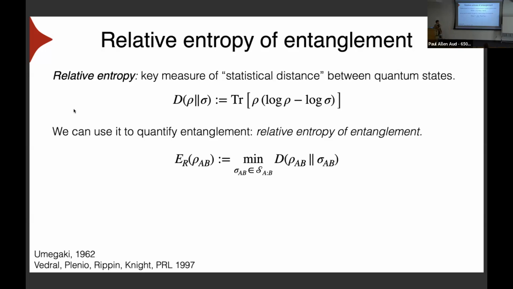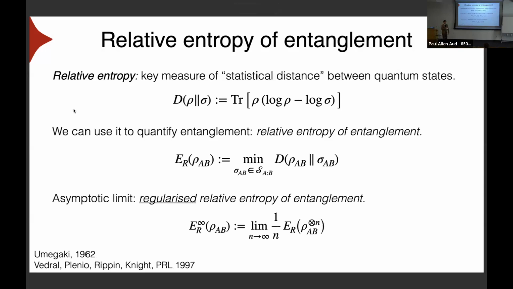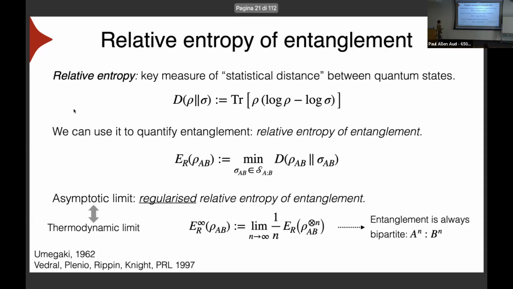But for this talk, and in general in quantum channel theory, we care about something called the asymptotic limit, which is the information theoretic equivalent of the thermodynamic limit. That is, we want to take n copies of the state, and again, the entanglement is between n copies of Alice and n copies of Bob, and we want to compute the extensive part of this measure. So we take n copies, we compute the relative entropy of entanglement, we divide by n, and then we take the limit. So the coefficient with which this object scales linearly in n. And this is really equivalent to the thermodynamic limit in Shannon theory.